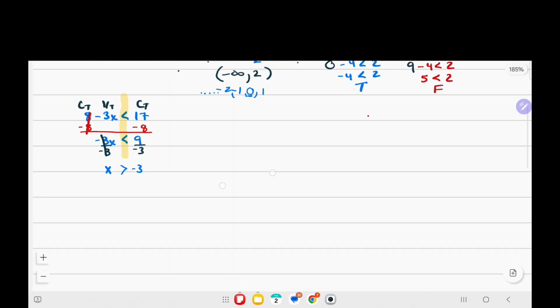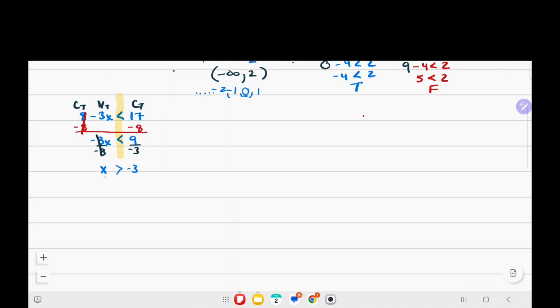Let's graph that. What's that statement read? All numbers greater than negative 3. Cool. So we draw a graph. We really just need that negative 3 here. And it says everything greater than negative 3. So we go on to the right. All right. And because it didn't say equal to, we open it up.